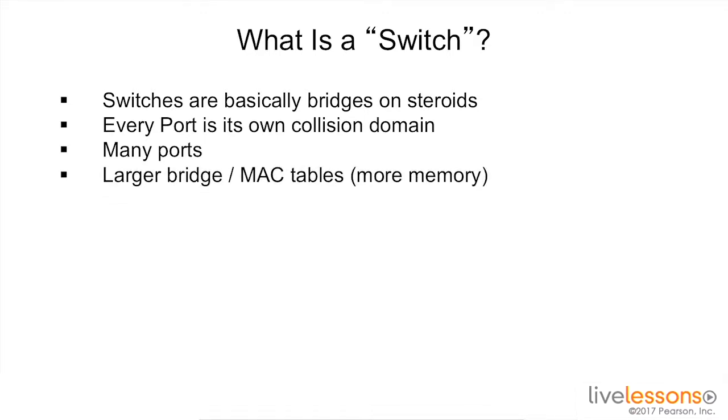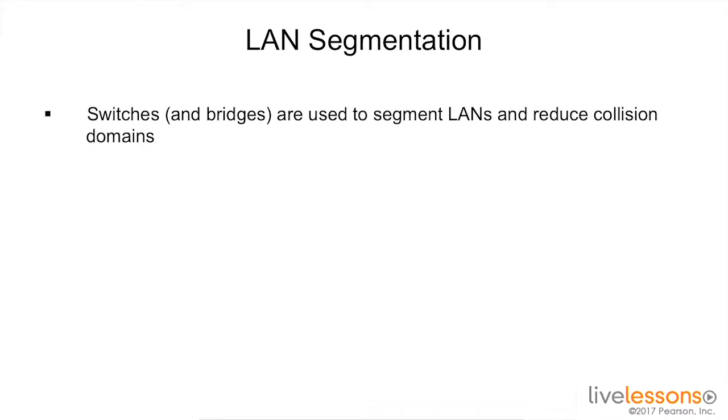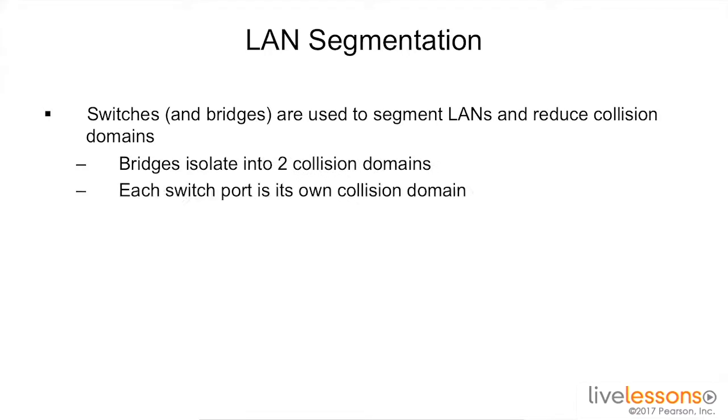They have larger memory than a bridge would, faster processing because things are done in hardware versus software, and all the decisions are made inside of that hardware. The reason we use switches is in most cases to provide LAN segmentation. Switches and bridges are used to segment LANs and reduce collision domains. Bridges isolate into only 2 collision domains, whereas each switch port can be its own collision domain.